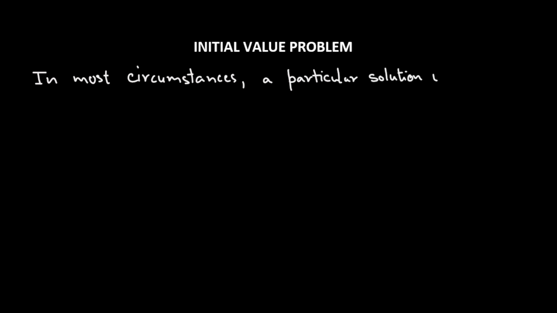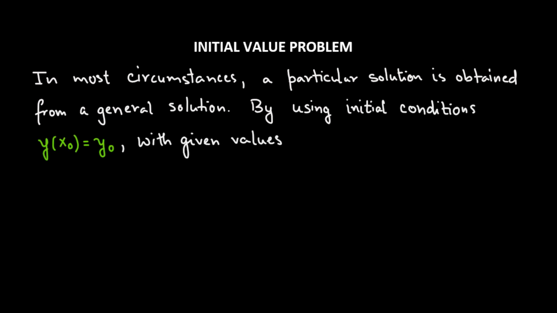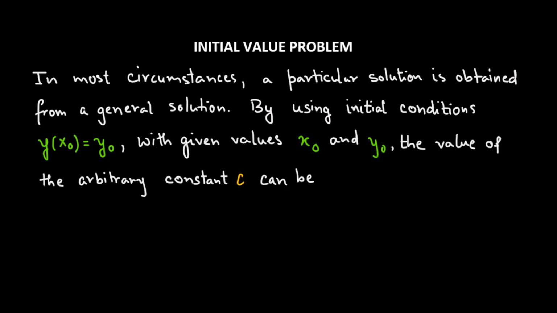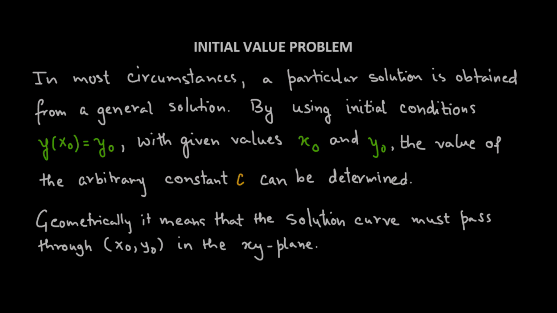Initial value problem. In most circumstances, a particular solution is obtained from a general solution. By using initial conditions, y of x0 equals y0 with given values x0 and y0, the value of the arbitrary constant c can be determined. Geometrically, it means that a solution curve must pass through the point x0, y0 in the xy plane.